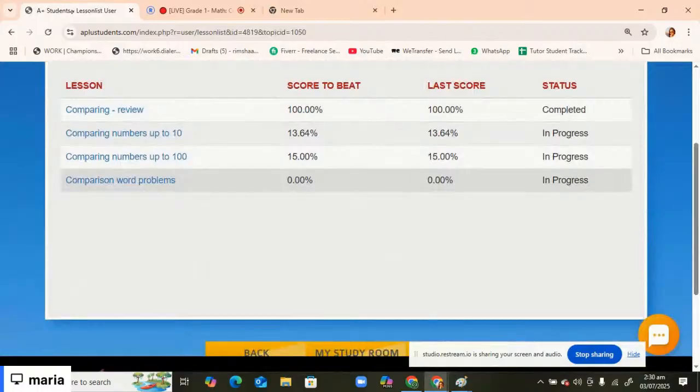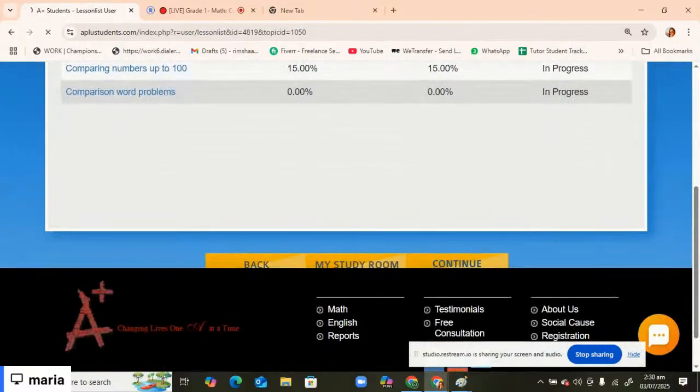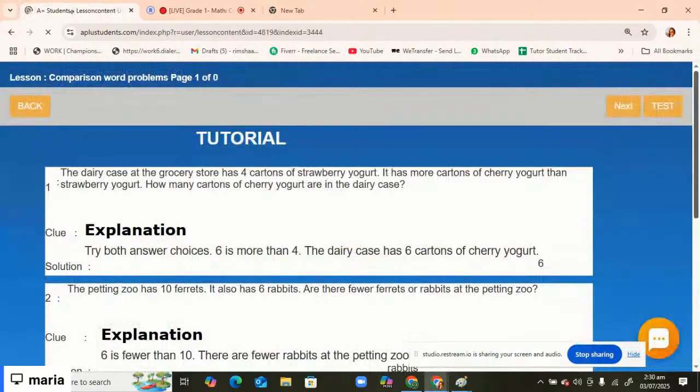Okay, now let's start the last lesson of the day, comparison word problems. Okay, let's do it. Here is just a word problem. So let's read it. Okay. The dairy case at the grocery store has 4 cartons of strawberry yogurts. It has more cartons of cherry yogurts than the strawberry yogurts. How many cartons of cherry yogurts are in the dairy case?